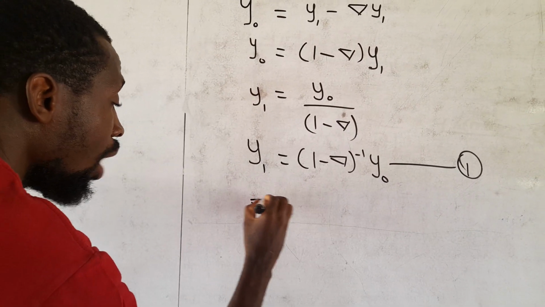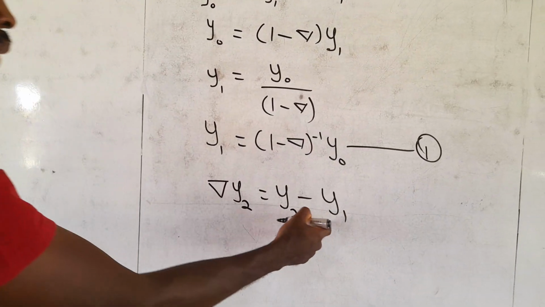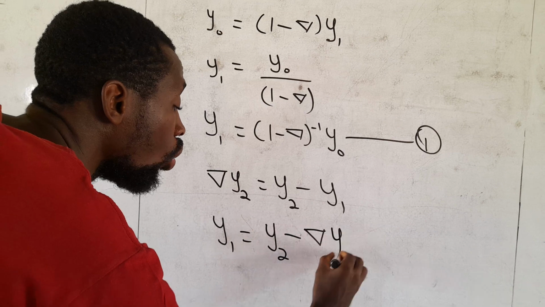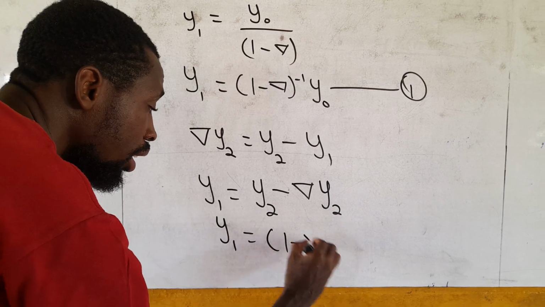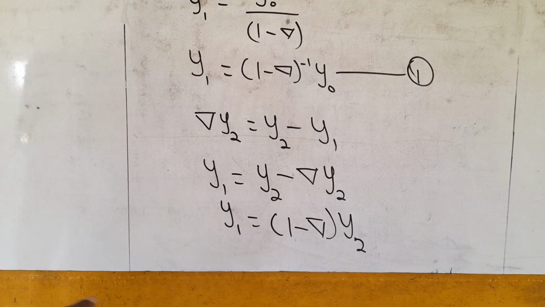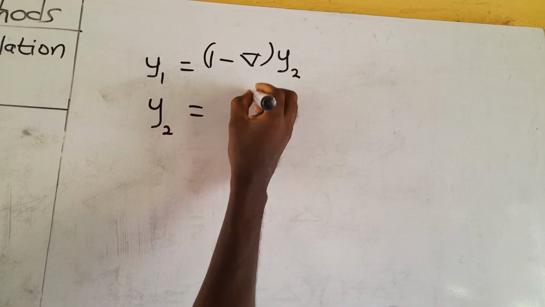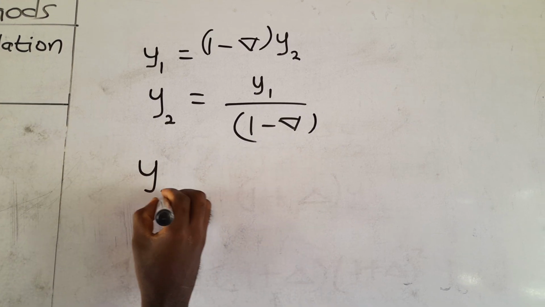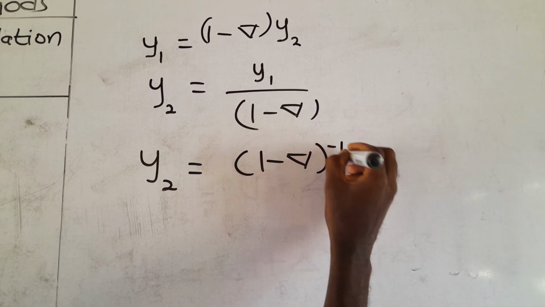Then nabla y2 is equal to y2 minus y1. So I can make my y1 the subject. So my y1 will be equal to y2 minus nabla y2. I'll factor out my y2. I'll get 1 minus nabla, y2. So I want to make y2 the subject. So I'll divide both sides by 1 minus nabla. My y2 will be equal to y1 all over 1 minus nabla, which I can rewrite as y2 equal to (1 minus nabla) exponent negative 1 y1.